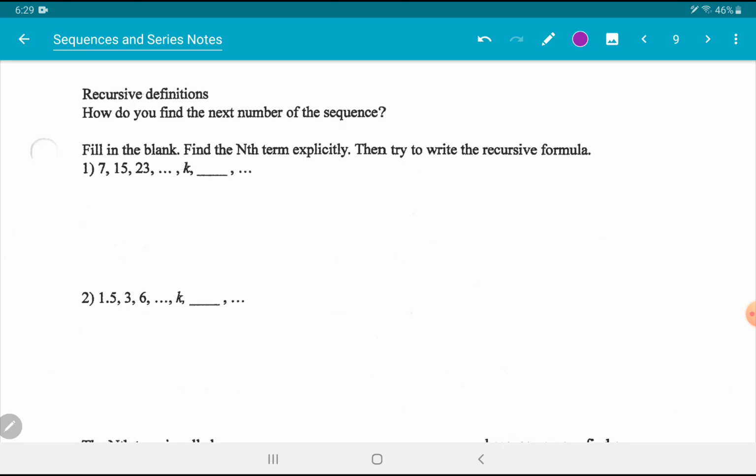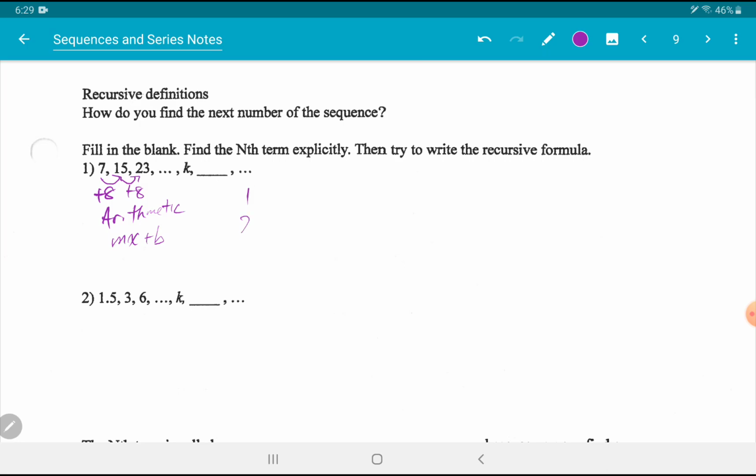Let's take a look at the sequence here that we see. 7, 15, 23, all the way until k or even n. Now, as I look at this sequence, I can see that as I go from number to number, it looks like I'm adding 8 each time. So this is telling me that I'm going to have some kind of arithmetic sequence. And because I know it's arithmetic, I know that my formula should be in the form of some kind of mx plus b.